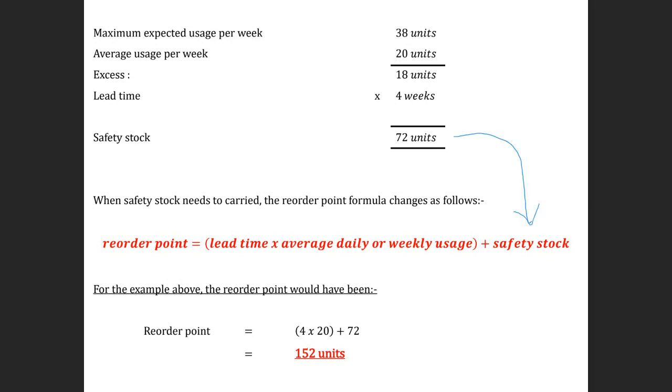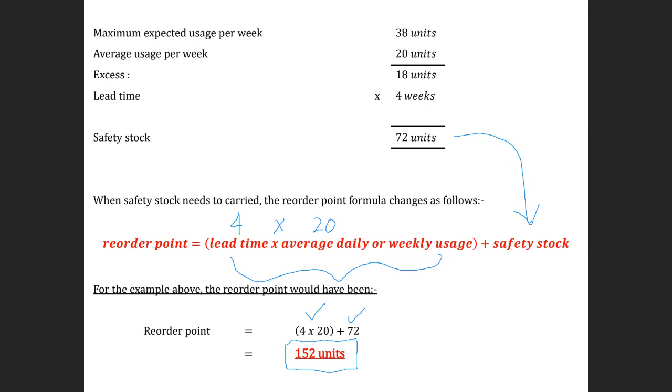The first bit is exactly the same as we did in the previous example. It's 4 weeks as your lead time multiplied by an average weekly usage of 20, and then added on to it is the 72 units of safety stock. So under a variable usage, it's going to be 152 units for your reorder point.